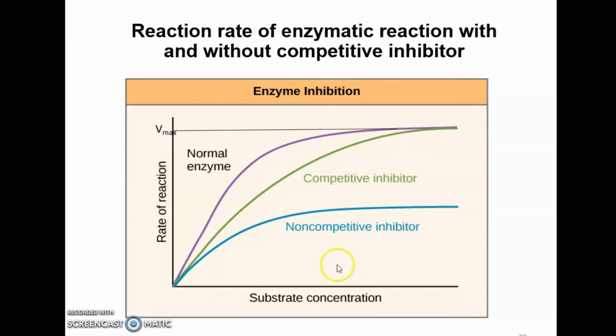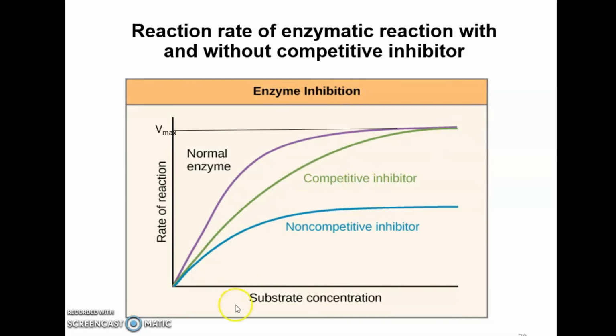Because we know when the substrate concentration increases until a certain point, when the active site of the enzyme is fully saturated, so what happened to the rate of reaction? It may not increase anymore. Okay, the second curve shows the competitive inhibitor. With a competitive inhibitor, the rate of reaction decreases, decrease lah sikit. Tapi apa yang berlaku, the product tetap sama.